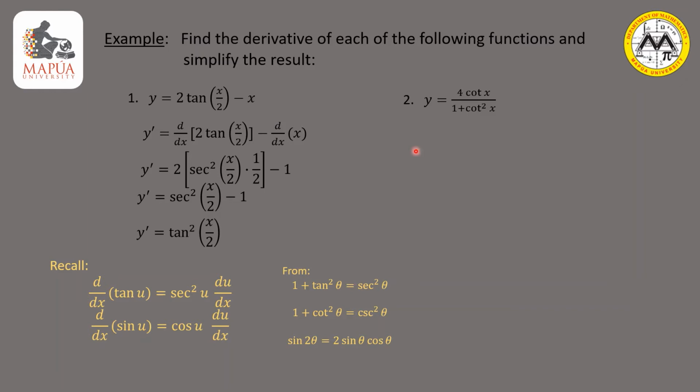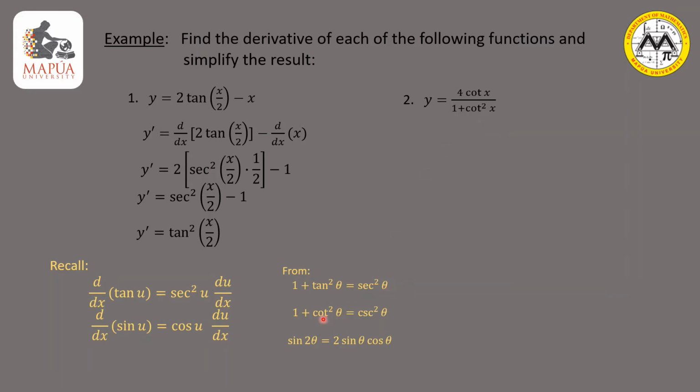For a second example, we have y defined as the ratio of 4 cotangent x divided by 1 plus cotangent squared of x. Though it is possible to differentiate y as a ratio of these two expressions, in this particular example, what we will be showing is a solution that first simplifies the form of the function y.